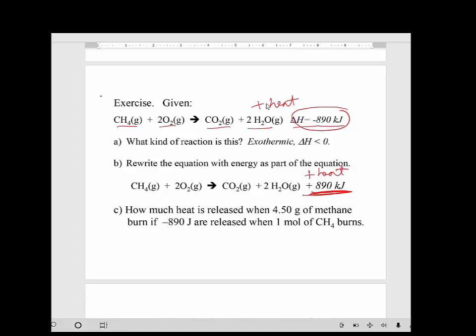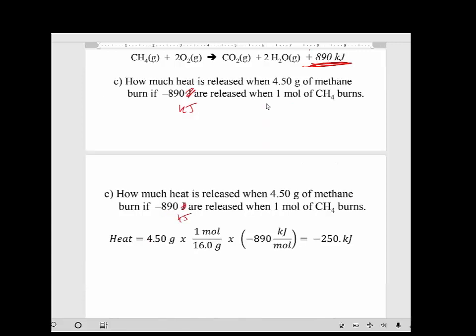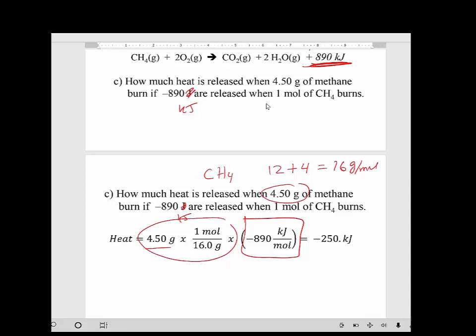See how much heat is released when 4.50 grams of methane burn if minus 890 kilojoules are released when one mole of methane burns. It should be kilojoules there. Change that there. Alright, so what we're going to do is start out by writing this down. We have minus 890 kilojoules released per mole when methane burns, but we don't have one mole. We have 4.5 grams of methane, so we have to convert the 4.5 grams of methane to moles. Methane has the formula CH4, so its molar mass is 12 for the carbon plus 4 times 1 for each of the hydrogens, around 16 grams per mole. We take our given 4.5 grams, multiply by 1 mole per 16 grams to convert to number of moles, then multiply the number of moles by minus 890 kilojoules per mole, and get minus 215 kilojoules.